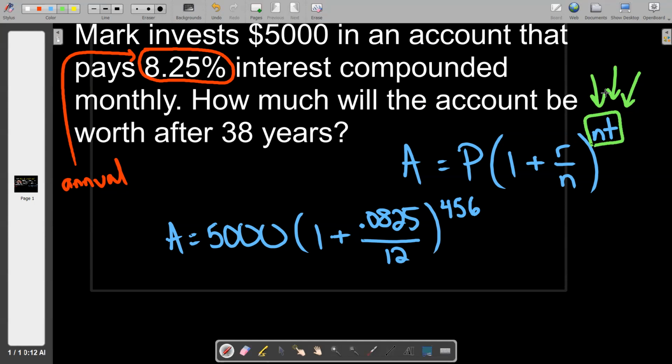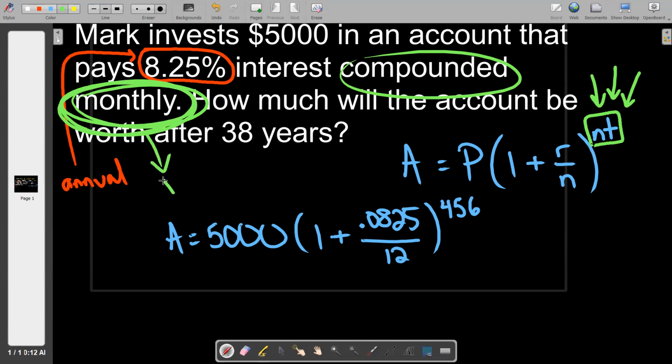So months by years. N times T in this case. It's not always going to be months times years. N is 12 because it's compounded monthly, and monthly means there's 12 months in a year. And so if you go up into this exponent right here and do 12 months times 38 years, if you do something once a month for 38 years, you do it 456 times. Because 12 times 38 is 456.